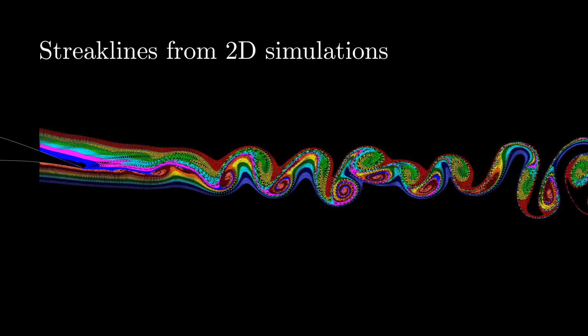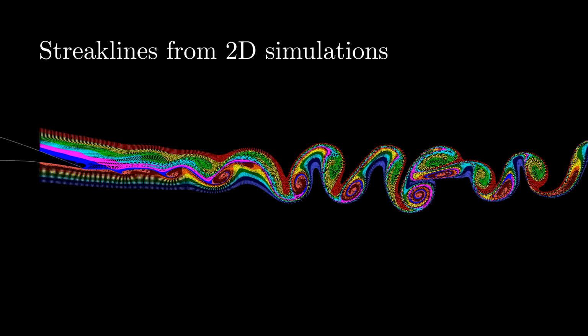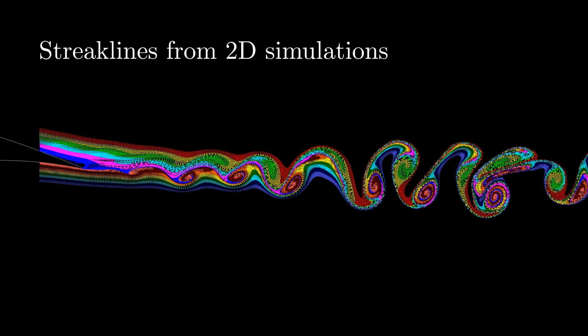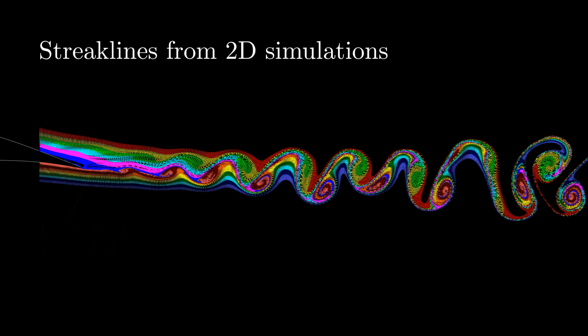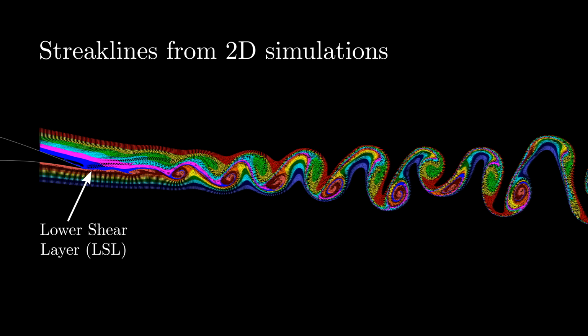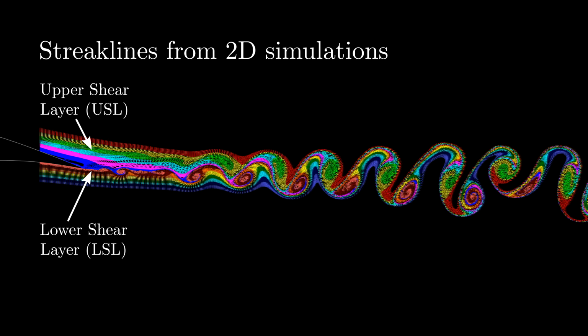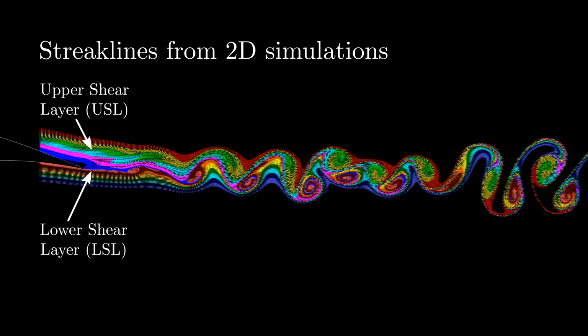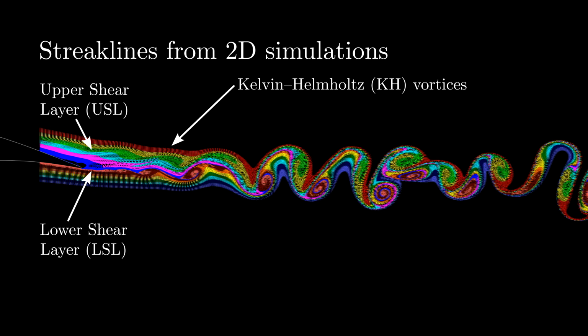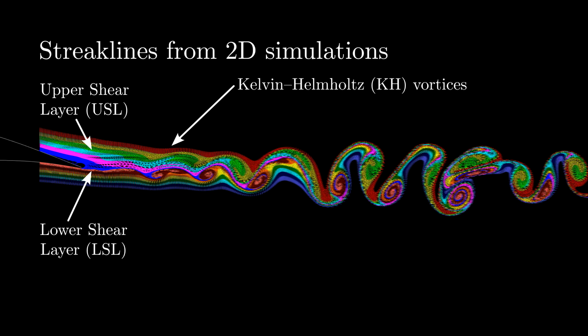Let's talk about the present wake dynamics. The presence of the wing creates a wake downstream of the trailing edge. This wake is delimited by two thin interfacial shear layers. The lower shear layer, which is formed underneath the wing on the pressure side, and the upper shear layer, which is formed on the upper side of the wing, the suction side. Both shear layers are governed by the shedding of co-rotating Kelvin-Helmholtz vortices.